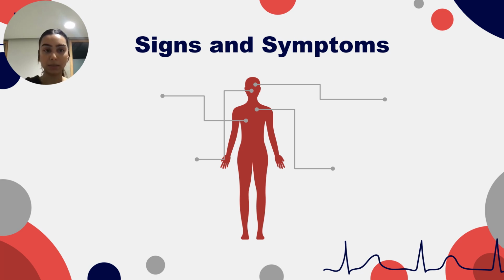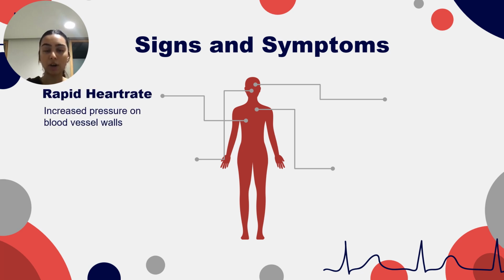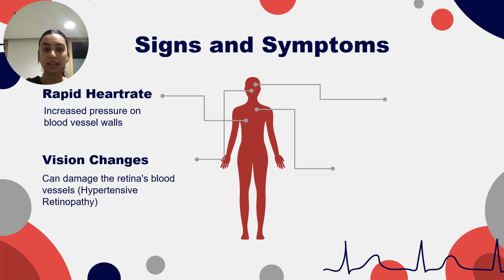As for signs and symptoms, the most notable sign is rapid heart rate, which causes increased pressure on blood vessel walls. This leads to increased resistance, which causes the heart to work harder, putting more strain onto the heart. However, this sign might not be noticeable to the patient. Second, vision changes may occur in severe cases. This is called hypertensive retinopathy, and it is because the high blood pressure can damage the blood vessels in the retina. Dizziness has also been a reported symptom in some cases.